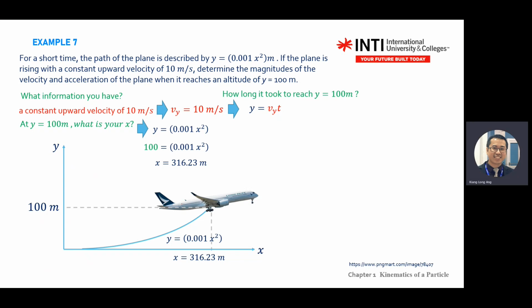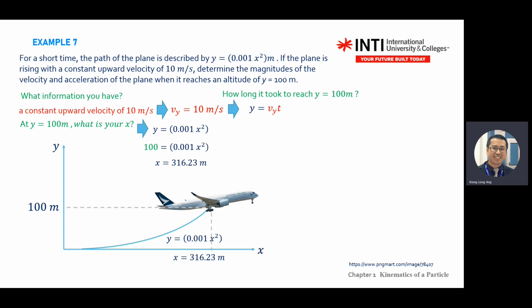Okay, so how long does it take to reach 100 meters? Do you know how to derive this equation, y equal to Vt? It's simple: you get displacement from velocity. You take velocity multiplied by time, right? So in this case, it is your Vy multiplied by time.